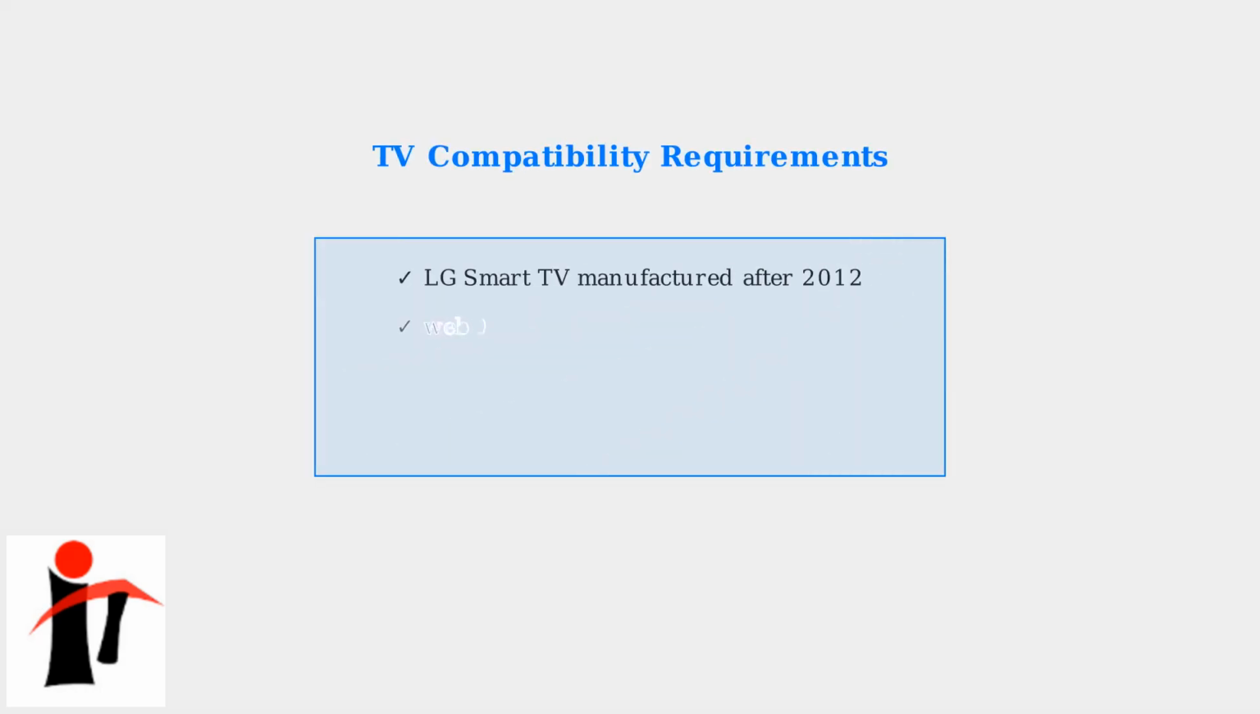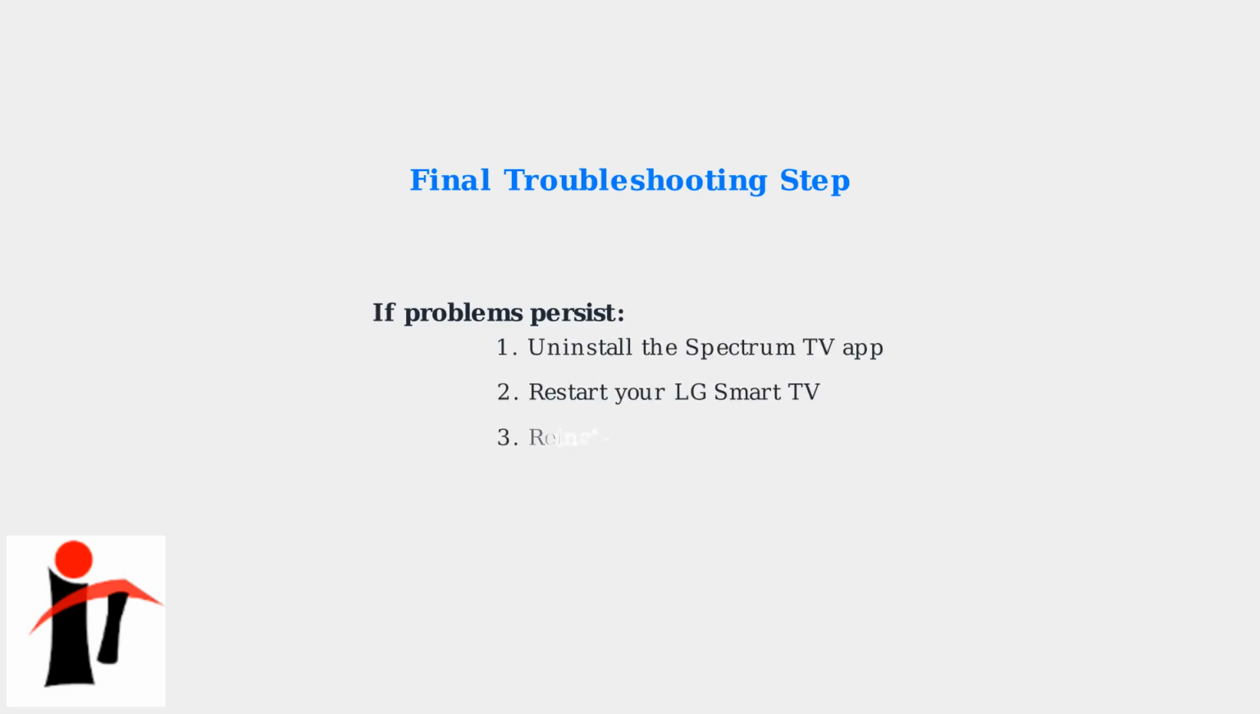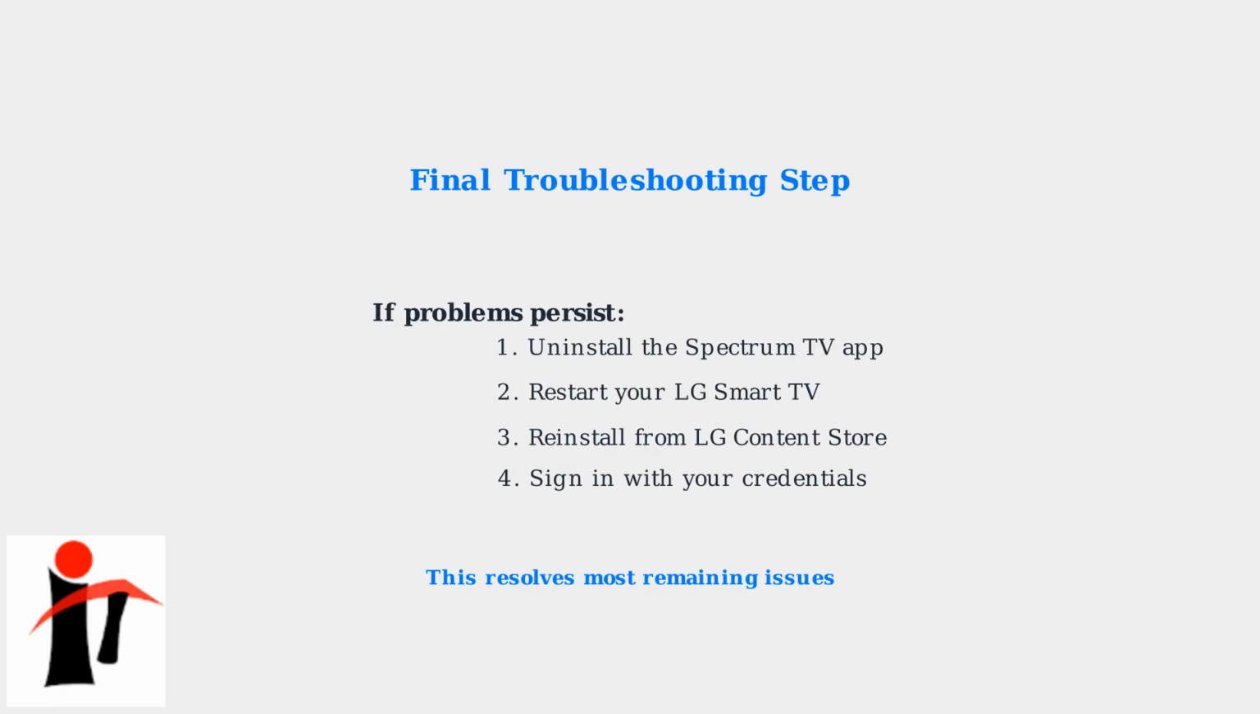For persistent problems, verify that your LG Smart TV model is compatible with the Spectrum TV app. Generally, LG Smart TVs manufactured after 2012 with WebOS 3.0 or higher are compatible. If issues persist after checking compatibility and restarting your modem, uninstalling and reinstalling the app is the recommended final troubleshooting step. This ensures you have a fresh installation with the latest app version.